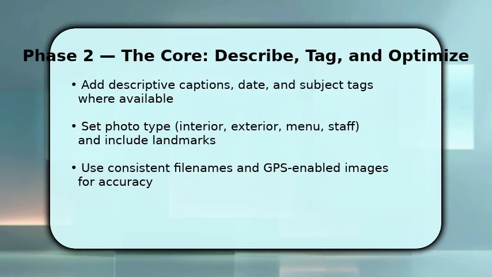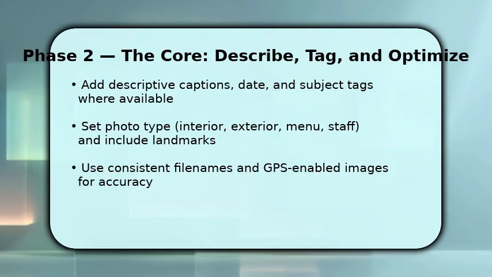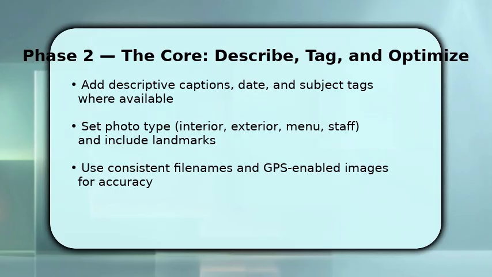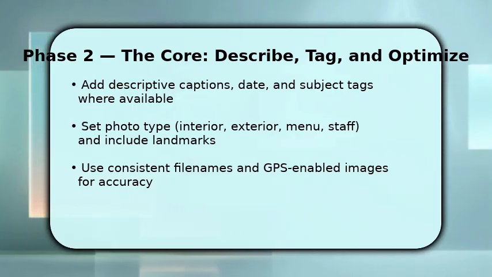Once photos are uploaded, you describe them. Add a clear caption, the date, and any subject tags because search and categorization rely on that metadata. Make sure to set the photo type: interior, exterior, menu, or staff. This helps Google place images correctly in listings.